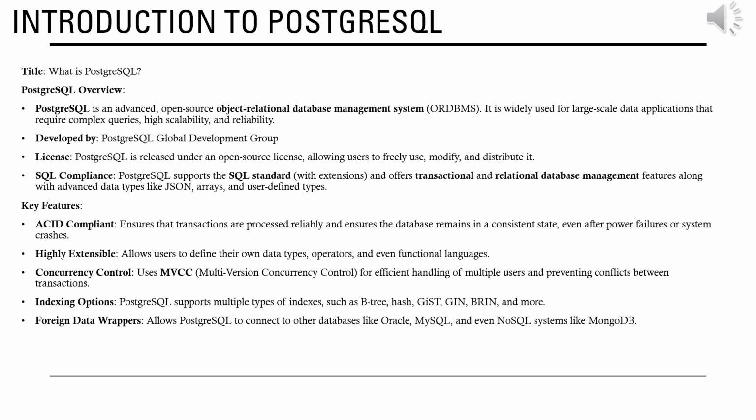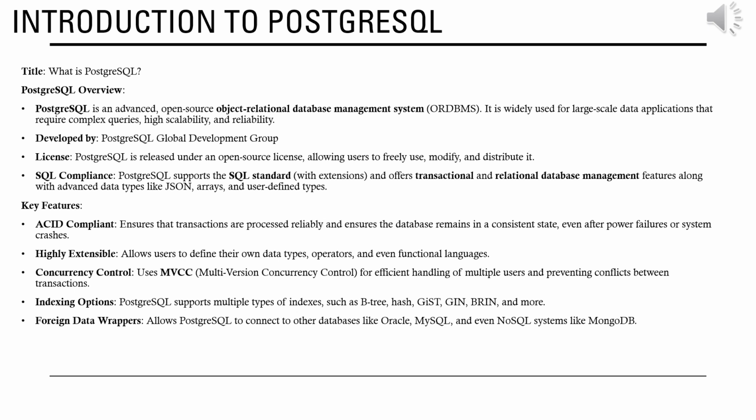So as far as ACID, it ensures that the transactions are processed reliably and that the database remains in a consistent state even after power failures or system crashes. Extensible allows users to define their own data types, operators, and even procedural languages. And then the concurrency control system uses MVCC, which is multi-version concurrency control, for efficient handling of multiple users and preventing conflicts between transactions.